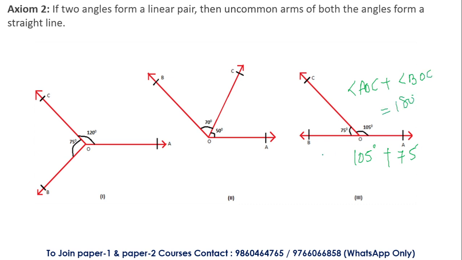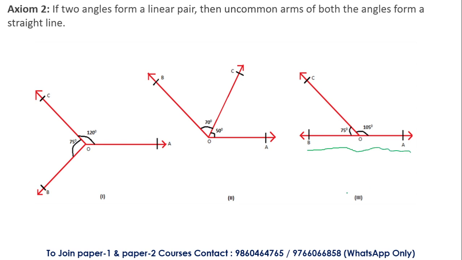So the next line, the uncommon arm. Which is the uncommon arm from this figure? The uncommon arm is arm AB. Okay, I'm sorry. Look here now. The uncommon arm is arm AB. This is the uncommon arm.